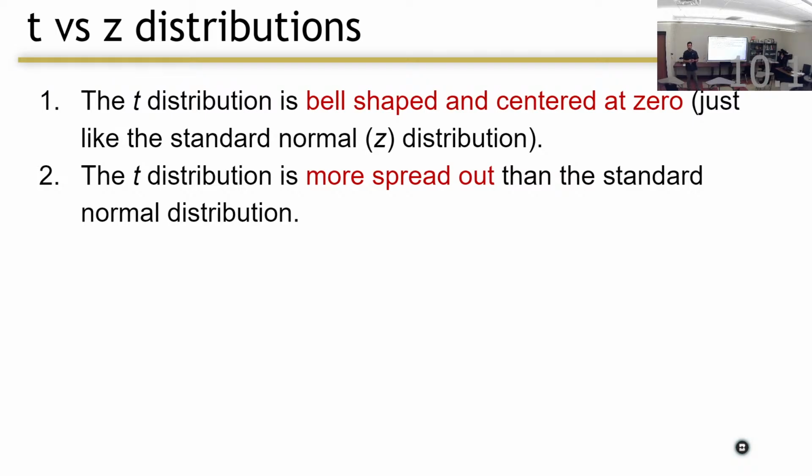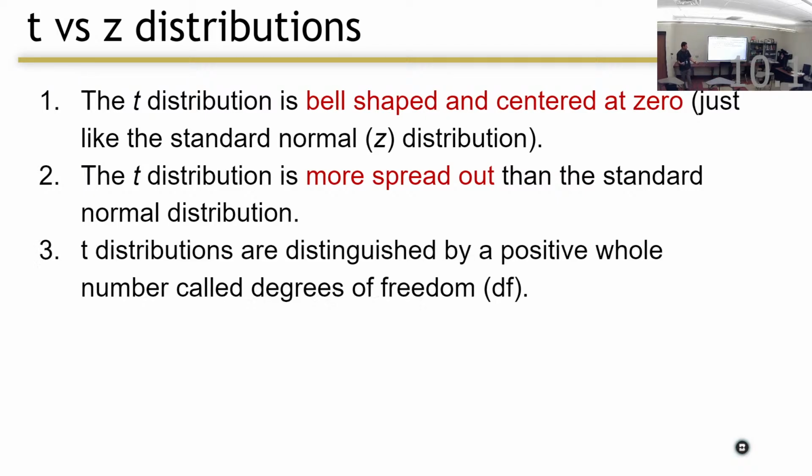T distributions are wider because they have more variability. I'm having to estimate two of those things, so I need some wiggle room to help me. Because I'm estimating mu and sigma, I need a different number to help me make sure I capture the true mean. So they're more spread out. If they're more spread out, what? They're also shorter, right? Because as I spread things out, they have to be shorter because the area underneath the curve is still going to be 1.